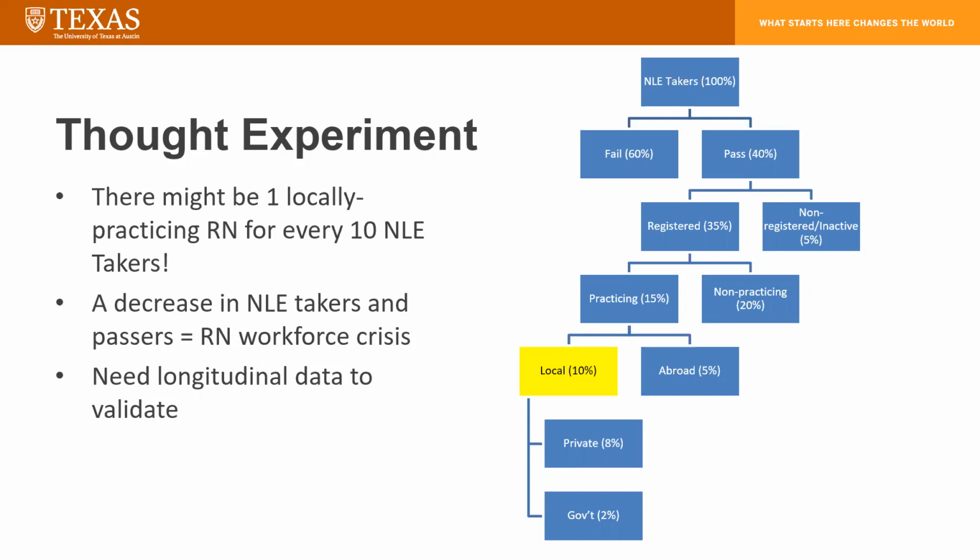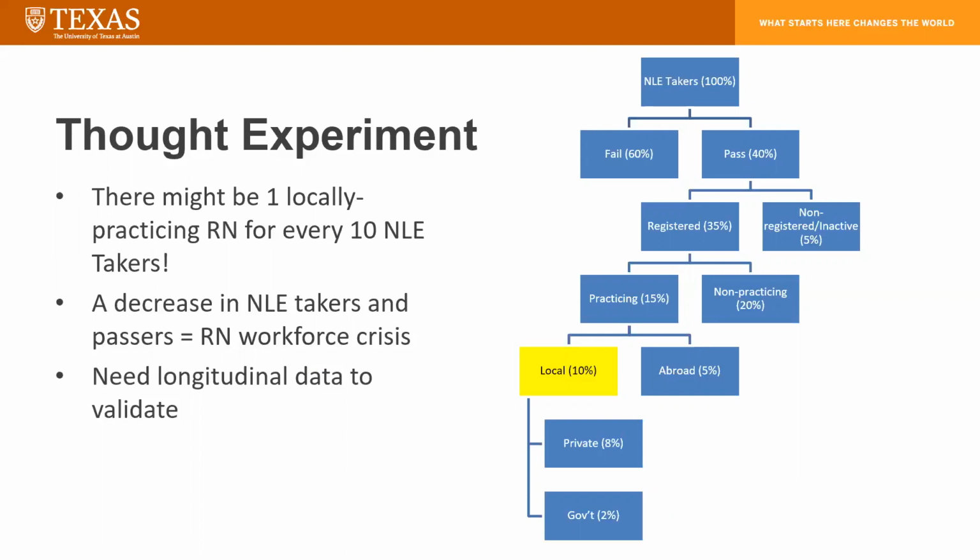So it's not because they're registered that you can assume they're working in the hospital or in the healthcare industry. No. In the Philippines, we can register even if you're not working in the hospital. So basing the number on registered nurses is not that accurate in terms of whether you can say that, oh, we have a sufficient nursing workforce. No. And what seems to be interesting here is that within the practicing nurses, we can probably say 10% are working locally and 5% might already be abroad. So it means that there might be one locally practicing registered nurse for every 10 NLE takers, and probably 10 locally working for every 100 NLE takers.